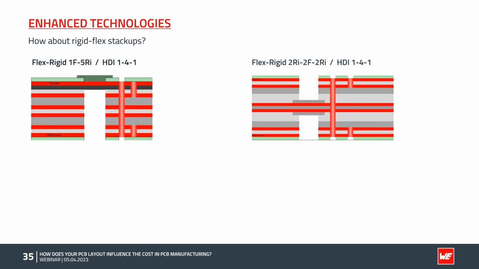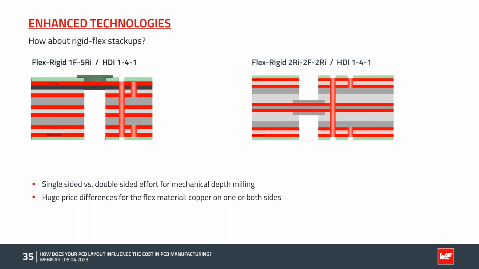It's both an HDI 1-for-1, so you have on both boards 1 microvia layer involved. But you see already the difference when you look at the effort for the mechanical depth milling to realize the flex area. On the left side, you have just 1 mechanical depth milling. On the right side, you have 2 mechanical depth millings. This means on the right side, you do the milling from the front side, then you have to turn around the panel, do the milling from the back side. It's 2 different milling processes, so the cost goes up due to the effort of turning it around and going to the milling a second time.